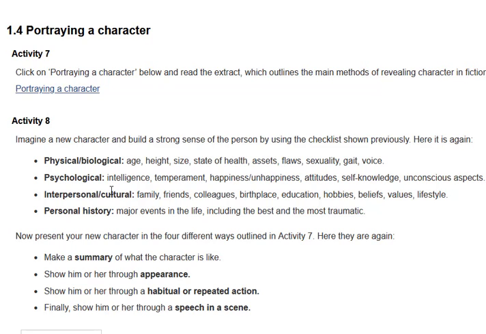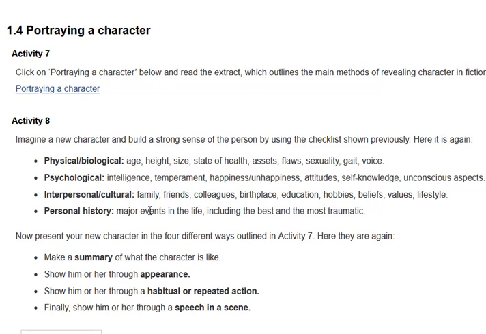Psychological: is he stupid? Is he smart? Is he sarcastic? Is he funny? Temperament: does he get angry all the time? Is he shy? Happiness: is he unhappy or happy? Is he positive or negative with his attitudes? Is he self-aware or not? Unconscious aspects: does he tap his foot? Does he twirl his hair? Does he have tics, like parts of your face that move unconsciously?